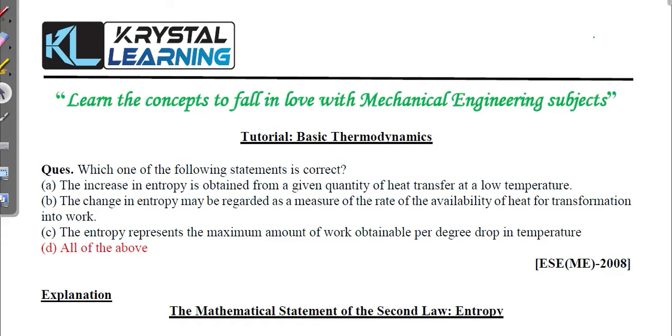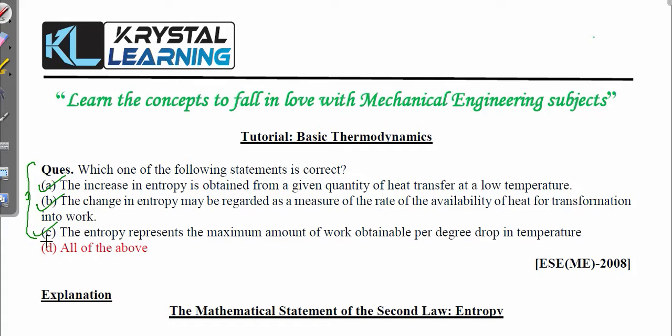So here we see that the first option is true. The second option is that change of entropy is regarded as a measure of the rate of availability of heat for transformation into work. This we also know is true. The third is that entropy represents the maximum amount of work obtainable per degree of temperature. So all three statements are true, as we have seen in the explanation. So the correct option will be all of the above.